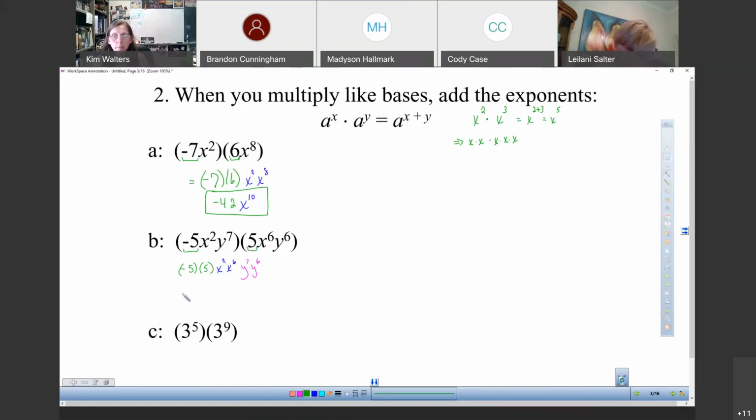And so the number part here gives me negative 25. Positive and a negative is negative. The x part here gives me x to the 8th, right? And the y is going to be raised to the 13th power. And that's my final answer right here. Very lovely.